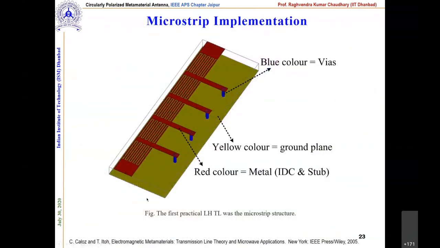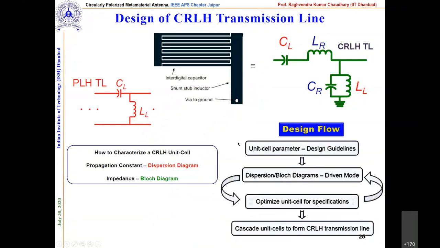So this is the implementation of the transmission line. If you put all the unit cells side by side, you can manage the CRLH transmission line. These are the different dispersion diagrams. I think we went through all these things, so I will not repeat. This is what we are following in the lab: we extract the parameters of the structure, plot the Gauss diagram and dispersion diagram, optimize the things, all sorts of things, to manage the CRLH transmission line.